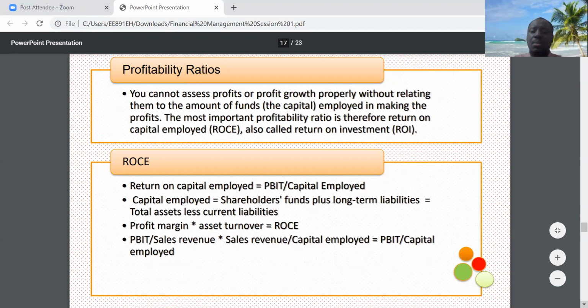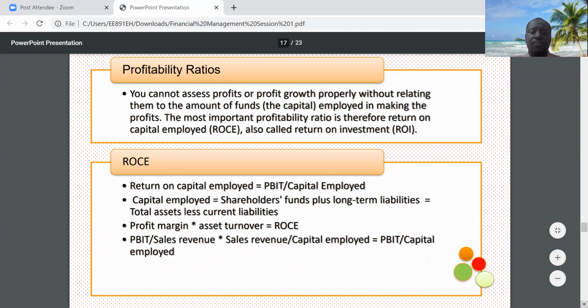Very, very important. Your capital employed is simply your shareholders' funds plus long-term liabilities. Shareholders' funds plus long-term liabilities will give you your capital employed. Your capital employed can also be calculated as total assets minus current liabilities. So total assets minus current liabilities should also give you your capital employed. Always remember this. Shareholders' funds, which is equity, plus long-term liabilities, which is long-term debt, will give you your capital employed.